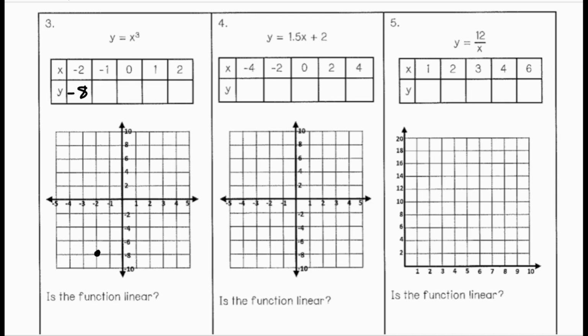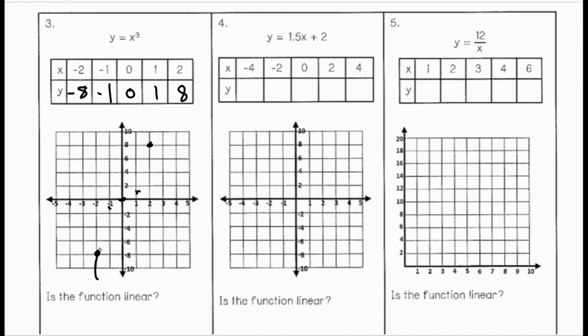-1 would be -1 times -1 times -1, which is -1, so I'm at -1, -1. 0 cubed is 0. 1 cubed, 1 times 1 times 1, which is 1. And then 2 cubed, 2 times 2 times 2, which is 8. So I'm here at 2, 8.